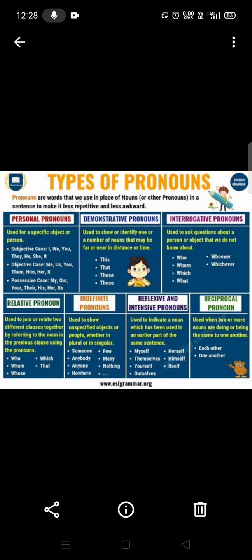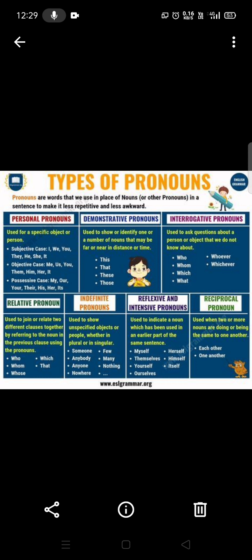Pronouns are reflexive when they reflect the action. For example, we have sentences like she hit herself, or I like myself. In these sentences, with myself and herself, the action is reflected back by the same person, meaning the subject and object are the same person. So these are reflexive pronouns.